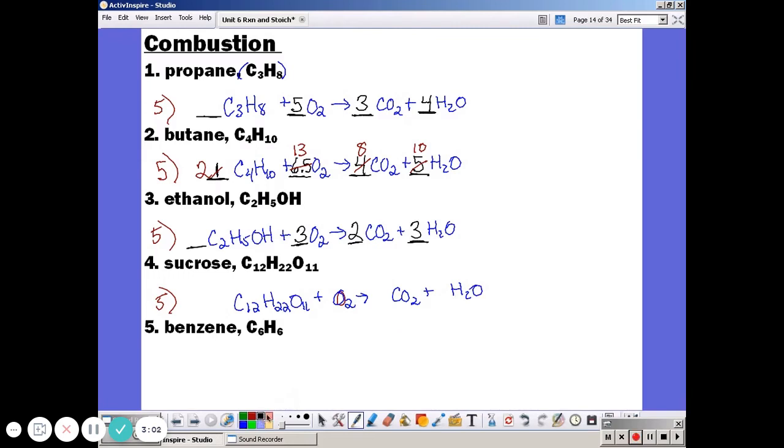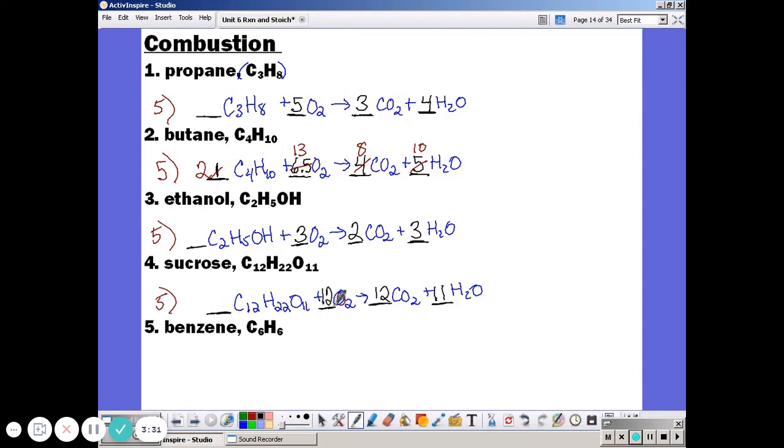12 carbons, 1 carbon, multiply by 12. 22 hydrogens, multiply by 11. So that gives me 35 oxygens. Because I already have 11 here, I would just need 24 more. So I can multiply by 2 and not have to put a coefficient on the first one.